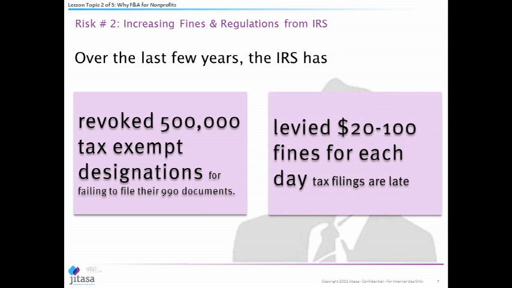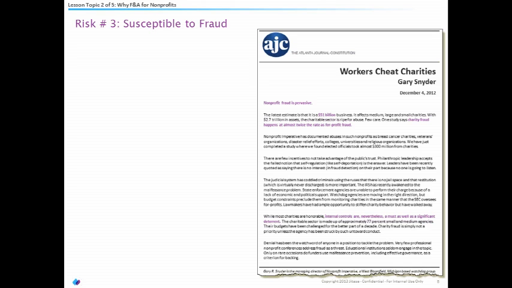At the same time, even if you file late, they'll levy a fine ranging from $20 to $100 for each day that tax filing is late. So imagine if you're a startup nonprofit or a nonprofit with a budget of 100 or 200,000, that fine can be a large part of your budget and can quickly add up and set you back from a budget standpoint. So it's really important to keep up to speed and to keep your documentation filings accurate with the IRS.